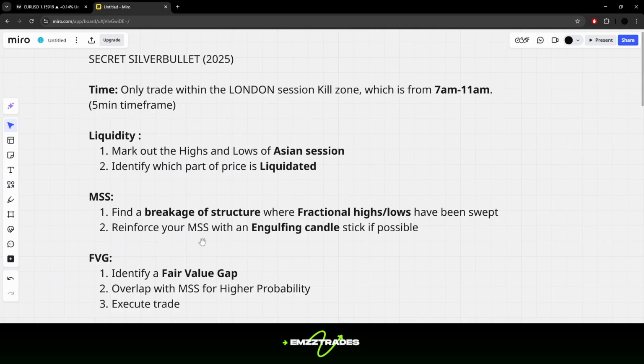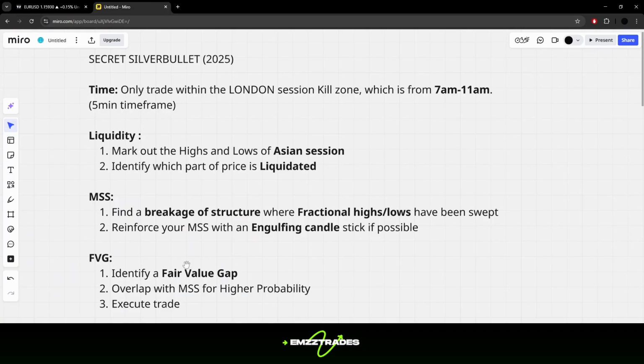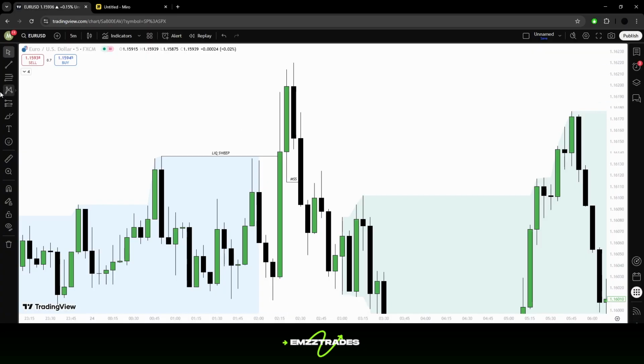And as soon as we do get this market structure shift, what we need to do from here on out is reinforce it with the engulfing candlestick if it's possible. As you can see, a big engulfing candlestick took out the lows right there, and now all we've got to do is identify the fair value gap, overlap the fair value gap with a market structure shift to get a higher probability, and then we can execute the trade.